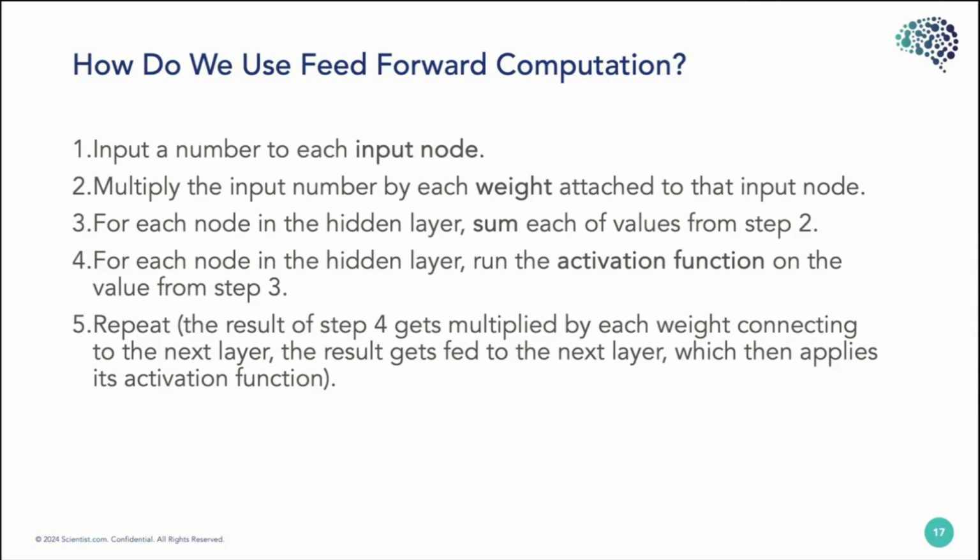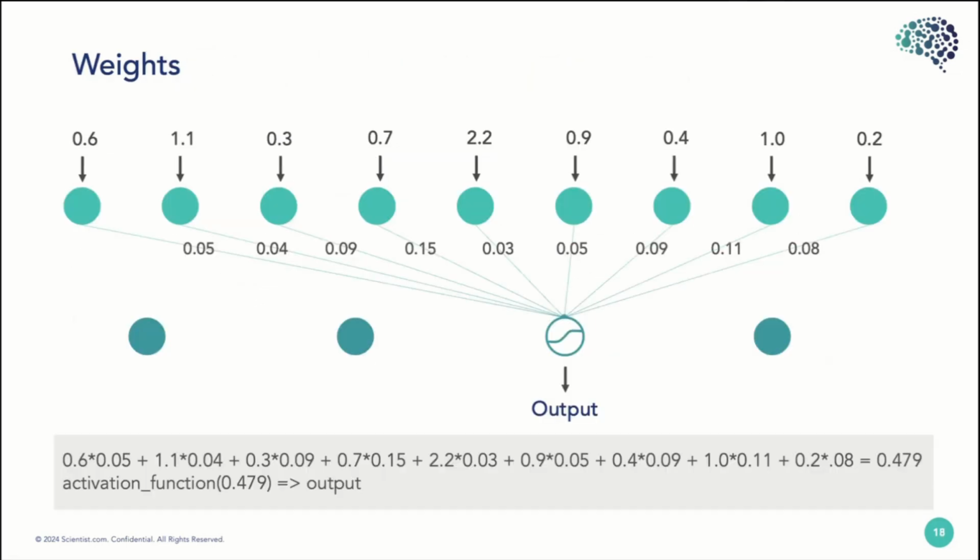Each one of those nodes is fully connected to the next layer. You're going to multiply that input by the weight of the edge that connects it to the next layer. At the next layer, you are going to sum all of the results of those multiplications, and that will become the input to the hidden node. That node will take that input, run it through the activation function. The result of that activation function, it will pass to the next layer, and you will repeat. That was a lot. Don't worry. We're going to go through it in detail.